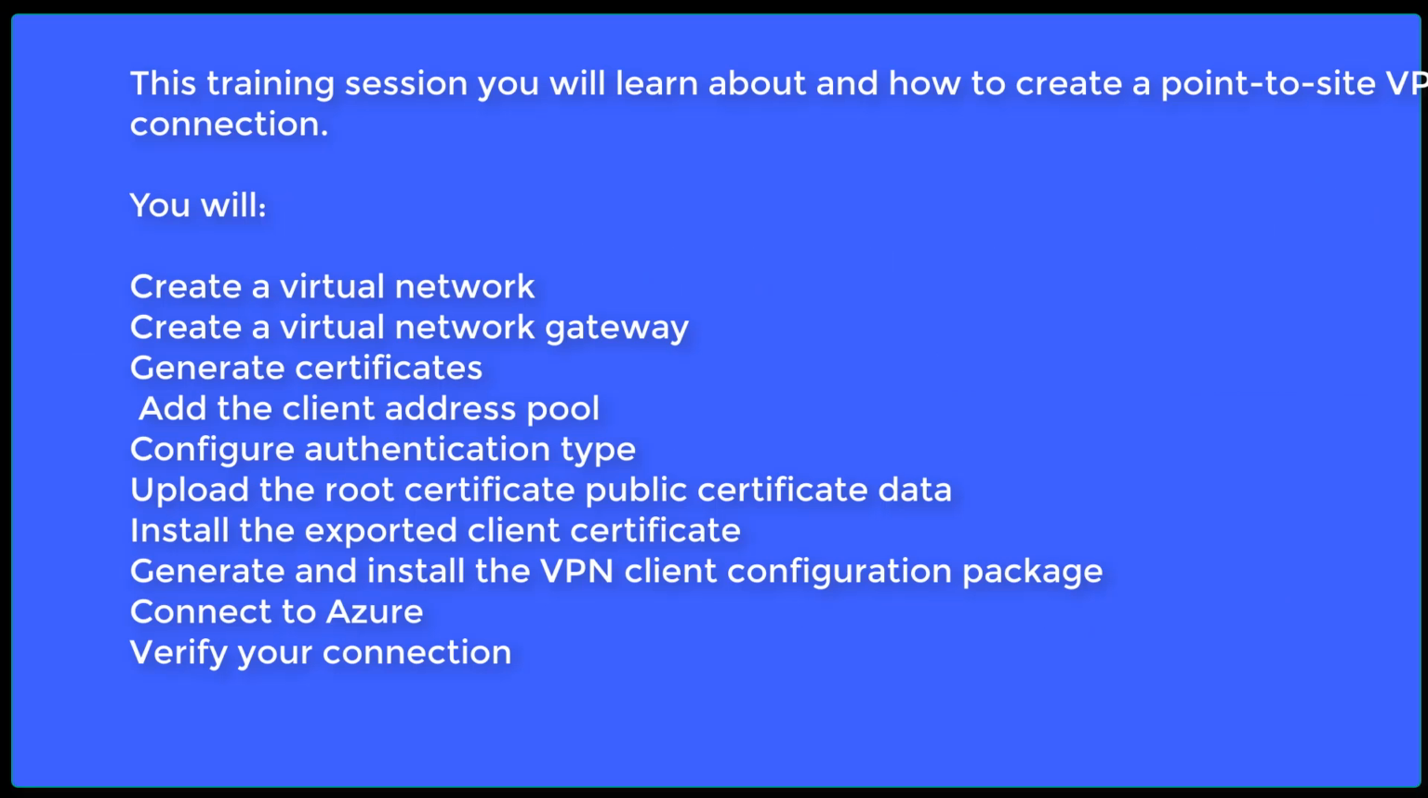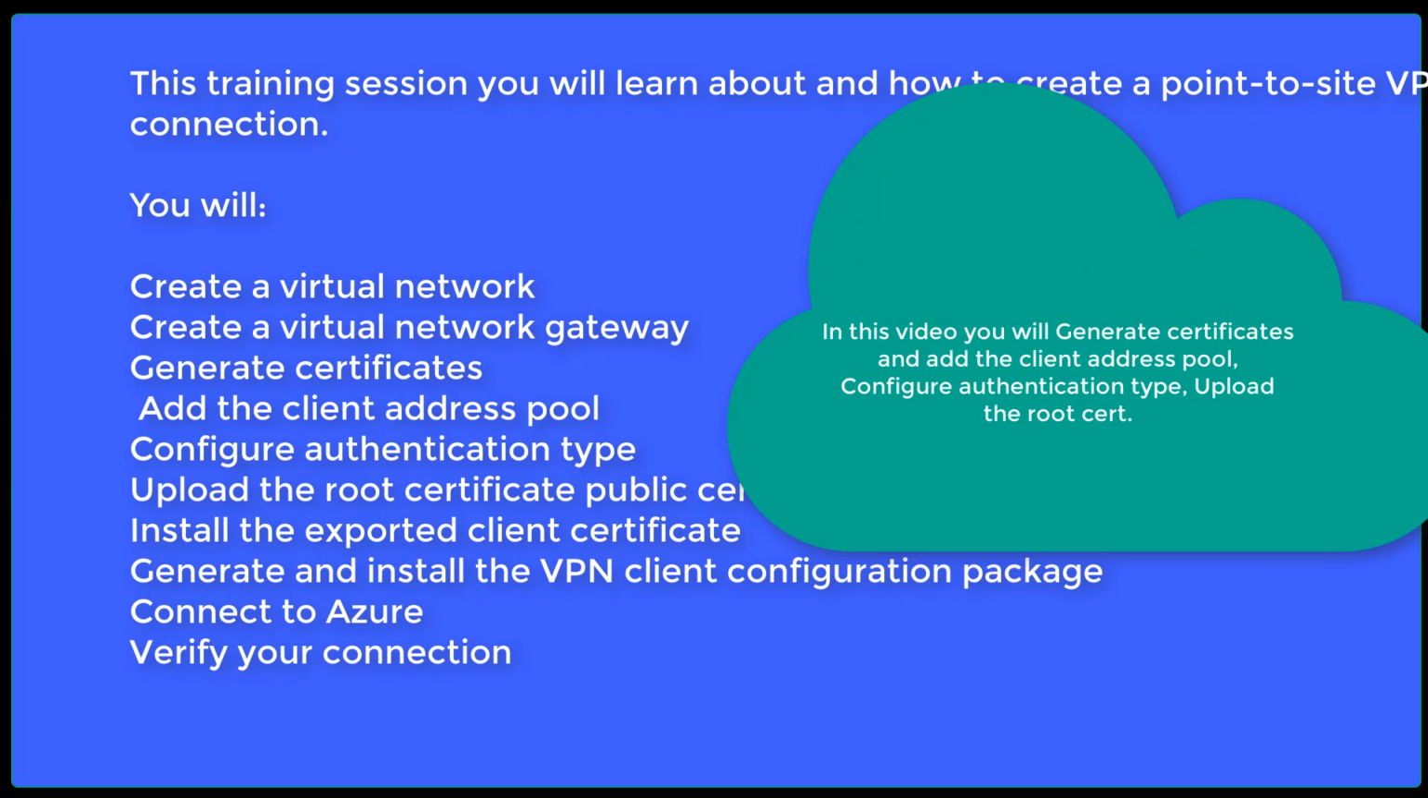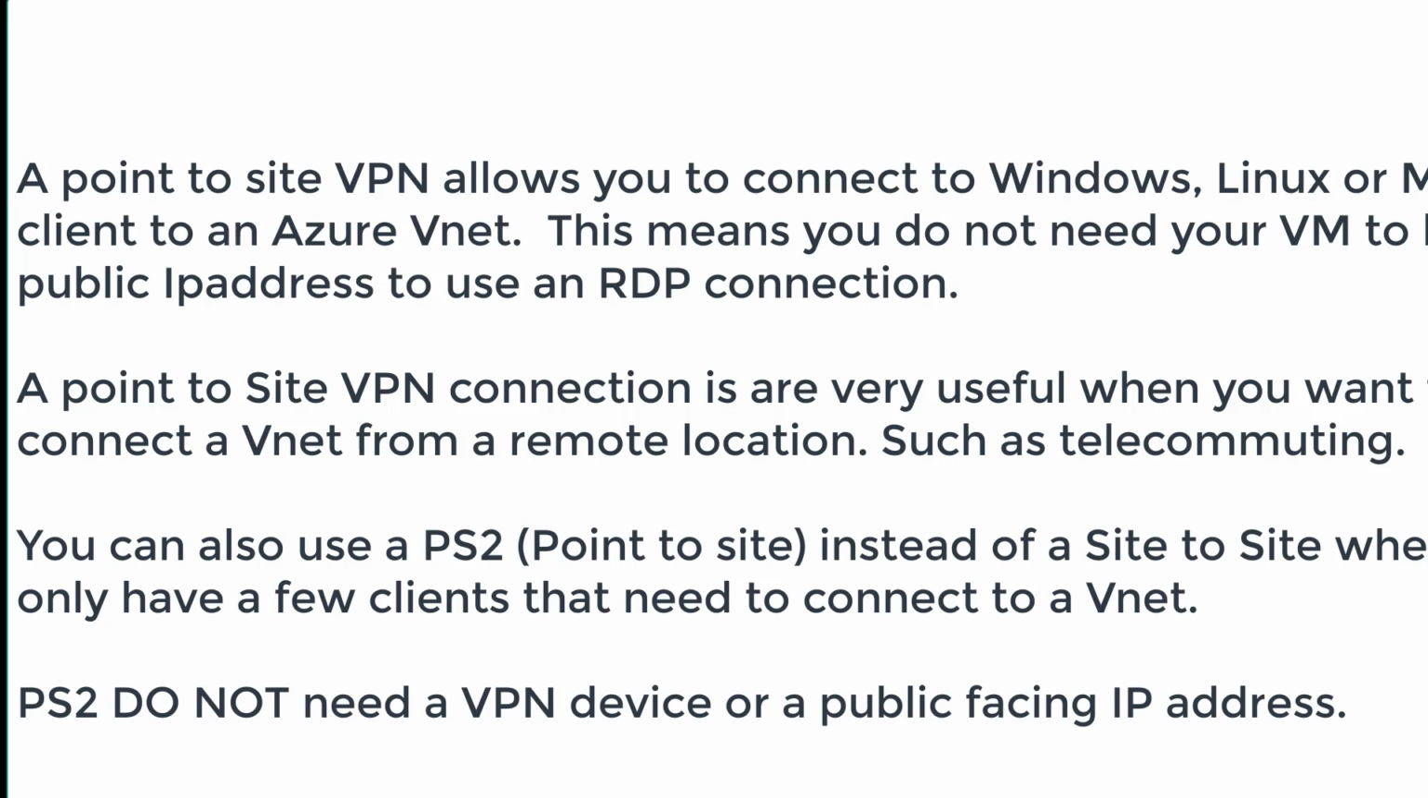In this training session, you will learn how to create a point-to-site VPN connection. You will create a virtual network, create a virtual network gateway, generate certificates, add the client address pool, configure authentication type, upload the root certificate public certificate data, install the exported client certificate, generate and install the VPN client configuration package, connect to Azure, and verify the connection.